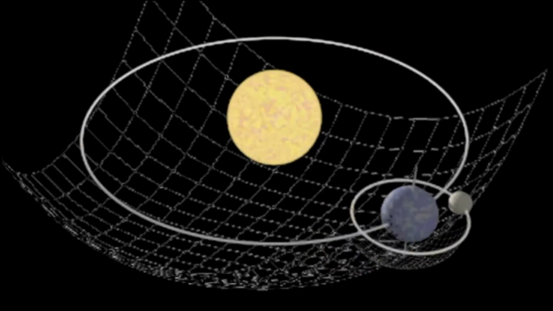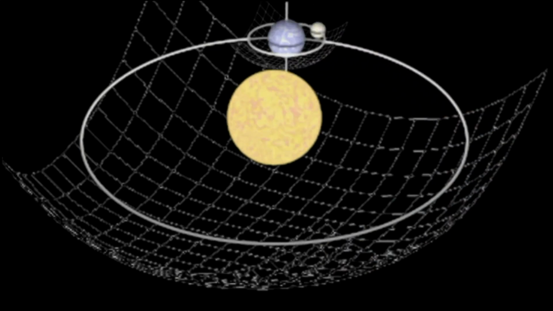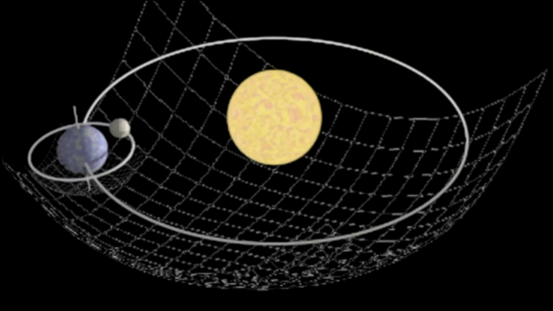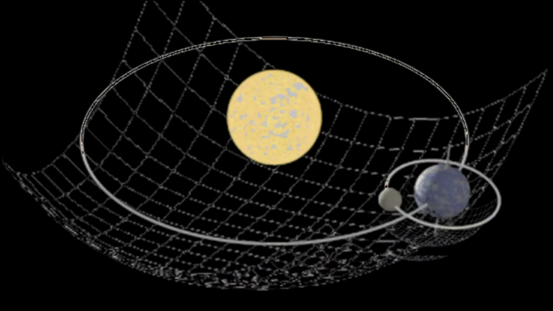Okay, here we have the Earth and the Moon rolling around the sun. So we have the sun weighing down the canvas, and then around that we have the Earth. It also weighs its little canvas, which is rolling around the other canvas, right? And the Moon has to roll around the canvas that the Earth created. Okay, so far so good.